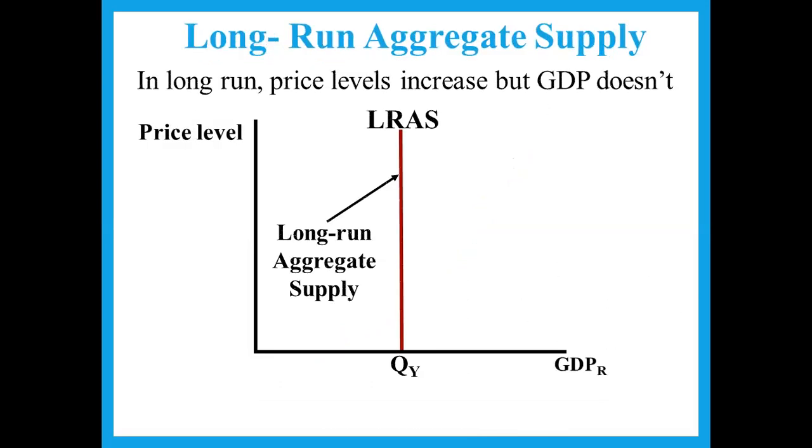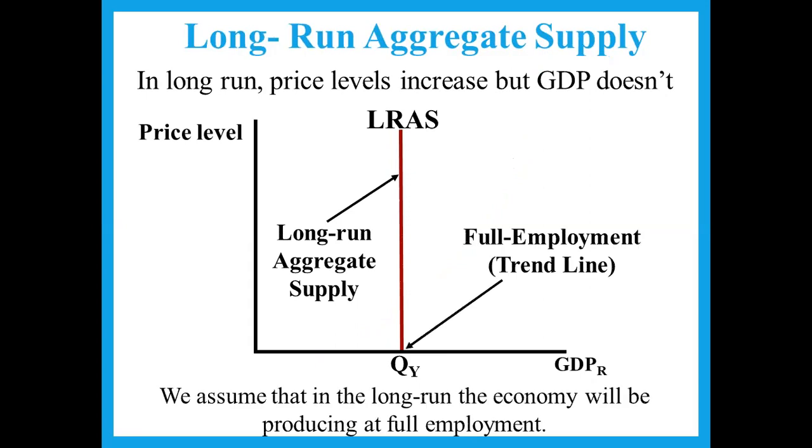What does our long run aggregate supply curve look like? Our long run aggregate supply curve is a straight horizontal line. Okay, no change as you go up. We're going to explore this a little bit more as we go through this. The long run aggregate supply curve always sits on what is labeled as QY. QY would be full employment. We're going to assume that we're always going to be in equilibrium at full employment.